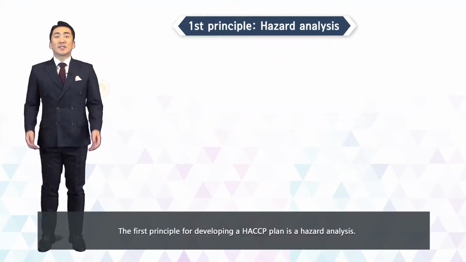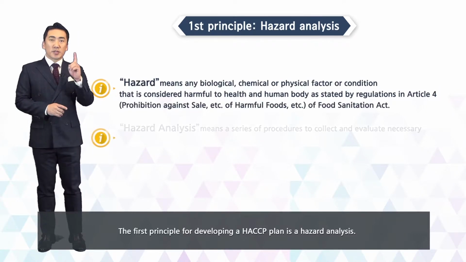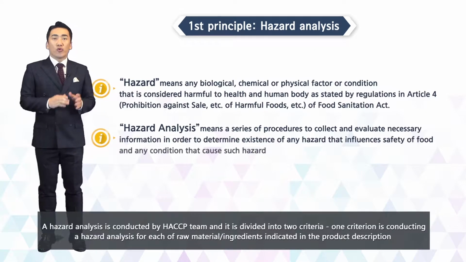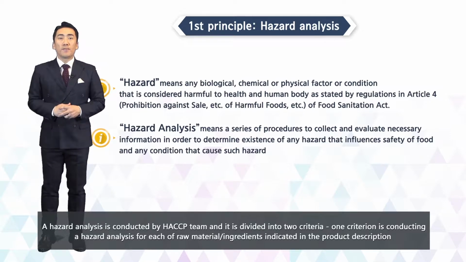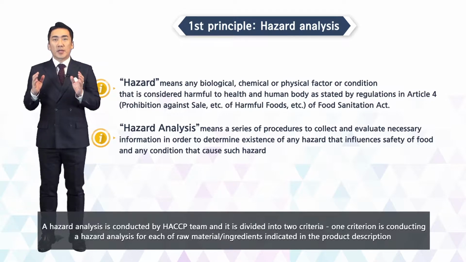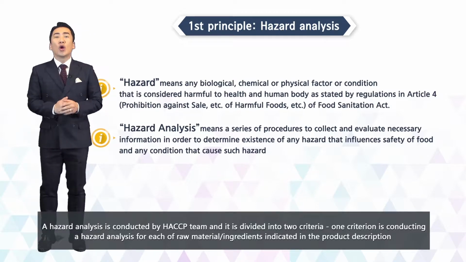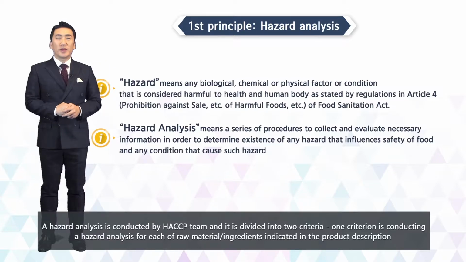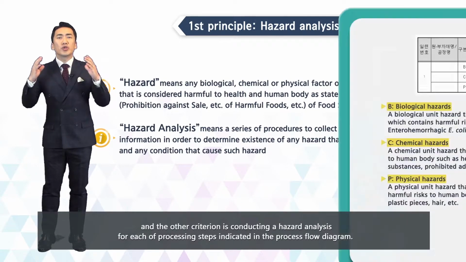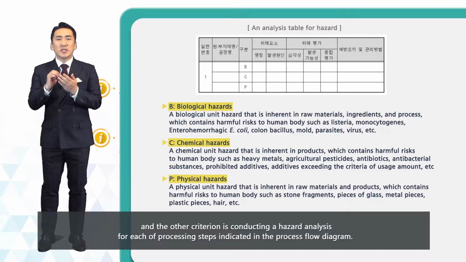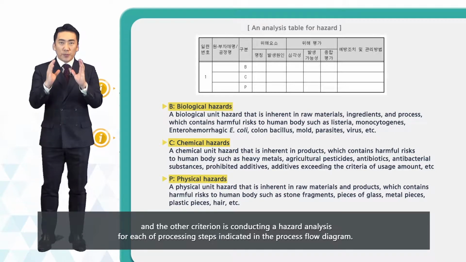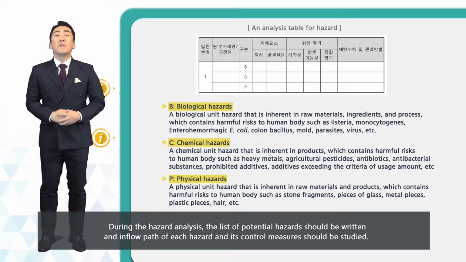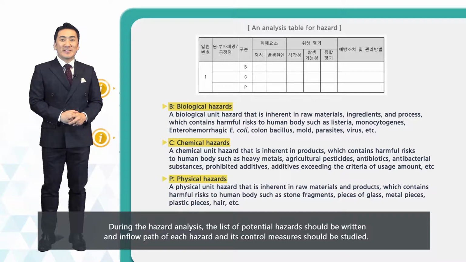The first principle for developing a HACCP plan is a hazard analysis. A hazard analysis is conducted by HACCP team, and it is divided into two criteria. One criterion is conducting a hazard analysis for each of raw materials or ingredients indicated in the product description, and the other criterion is conducting a hazard analysis for each of processing steps indicated in the process flow diagram. During the hazard analysis, the list of potential hazards should be written, and the flow path of each hazard and its control measures should be studied.